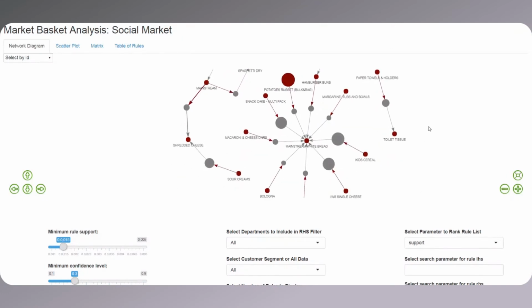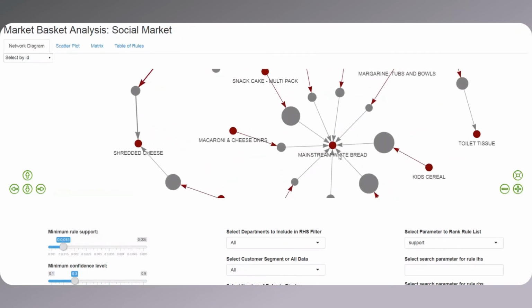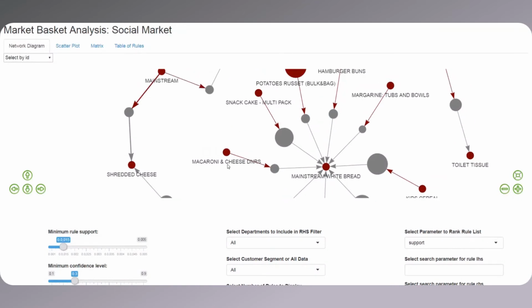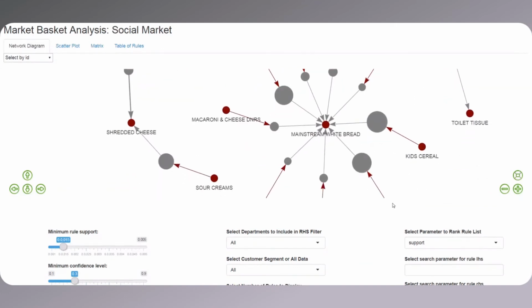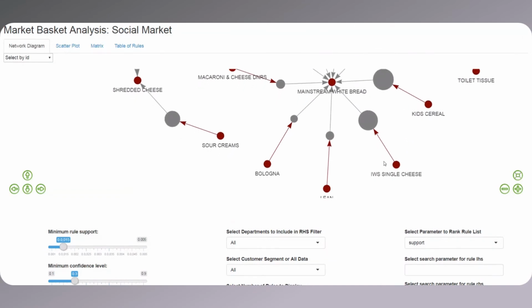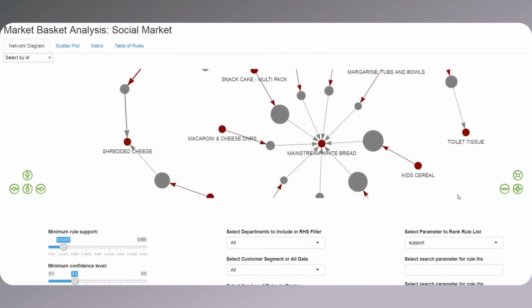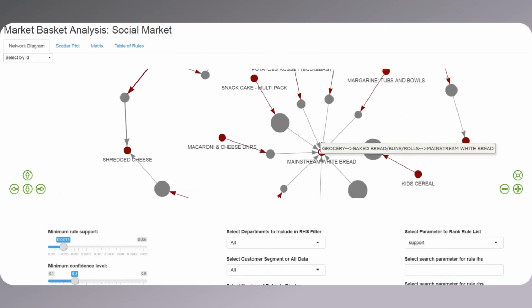And then we see a group of products all centered around mainstream white bread. So for example, macaroni and cheese dinners, multi-pack snack cake, potatoes, margarine, processed single cheese slices, bologna, all predict the purchase of mainstream white bread. So it's interesting to see, again, white bread at the center with so many products relating to it. We saw that in the top 100 rules, but we're still seeing it in the top 15.